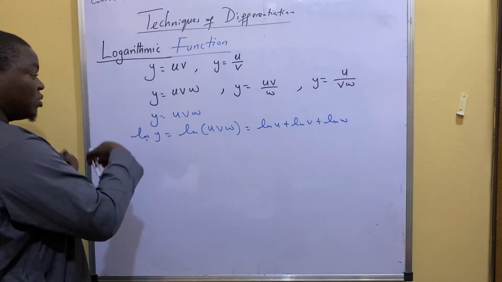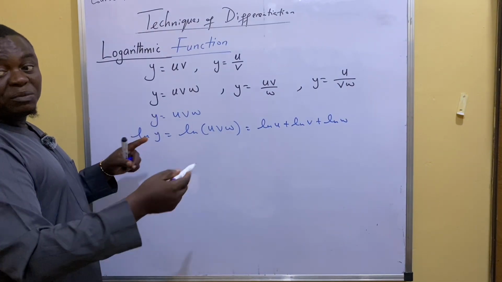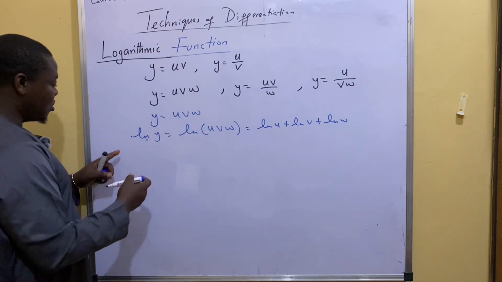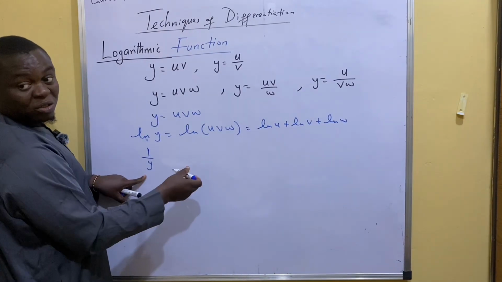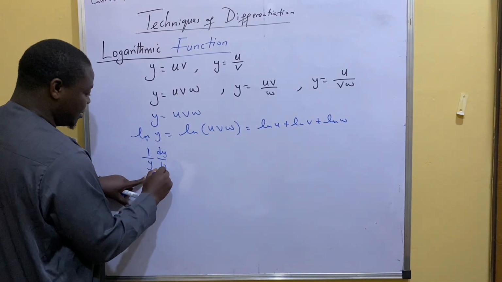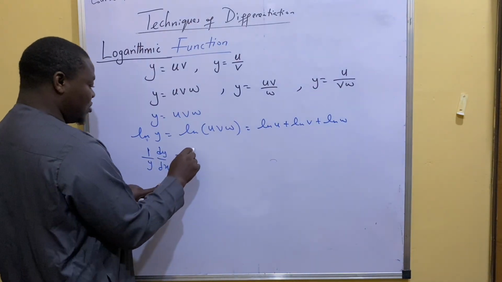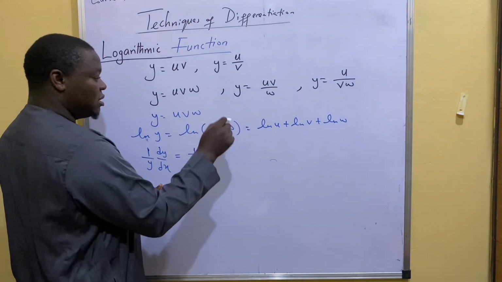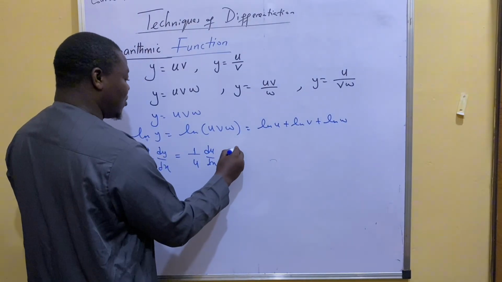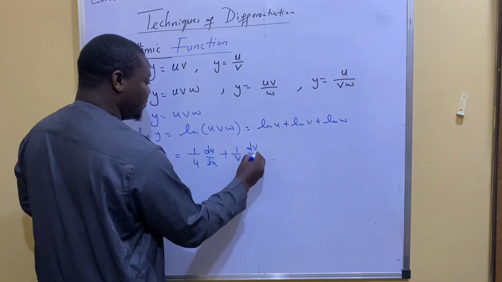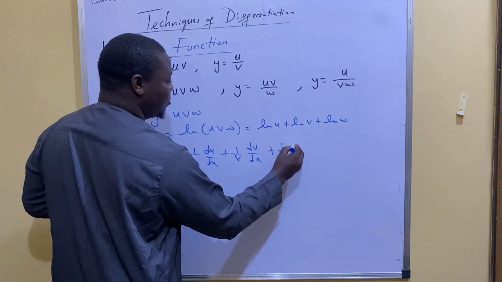Then we will now differentiate. Remember that if you differentiate a function of y with respect to x, you have to put the derivative after it. What I mean is, differentiate ln y, you know that will be 1 over y, but this is a function of x, so that will now be dy/dx. Are we together? Now, we want to differentiate ln u. That will be 1 over u du/dx, plus next one, 1 over v dv/dx, plus 1 over w dw/dx.